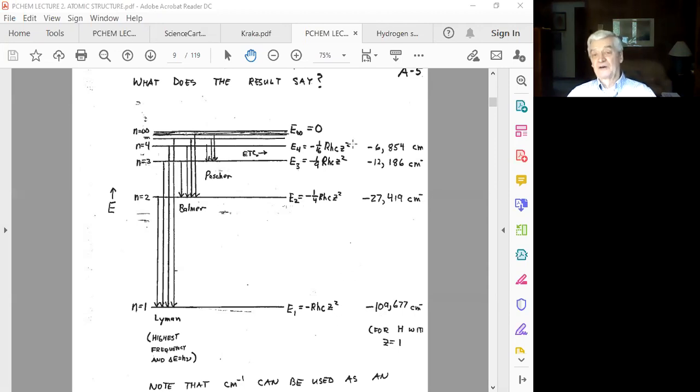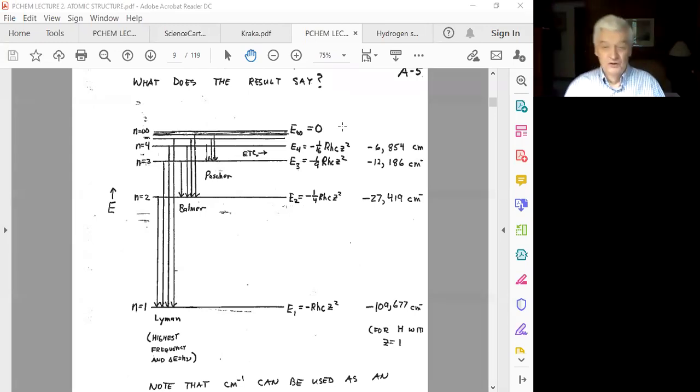I should have pointed out the convention here is that E0, which occurs when the quantum number n gets to be infinity, the energy of 0 is when the electron has totally left the nucleus. And then when the electron is still on the nucleus, that's how much it is stabilized by getting down into this orbit.